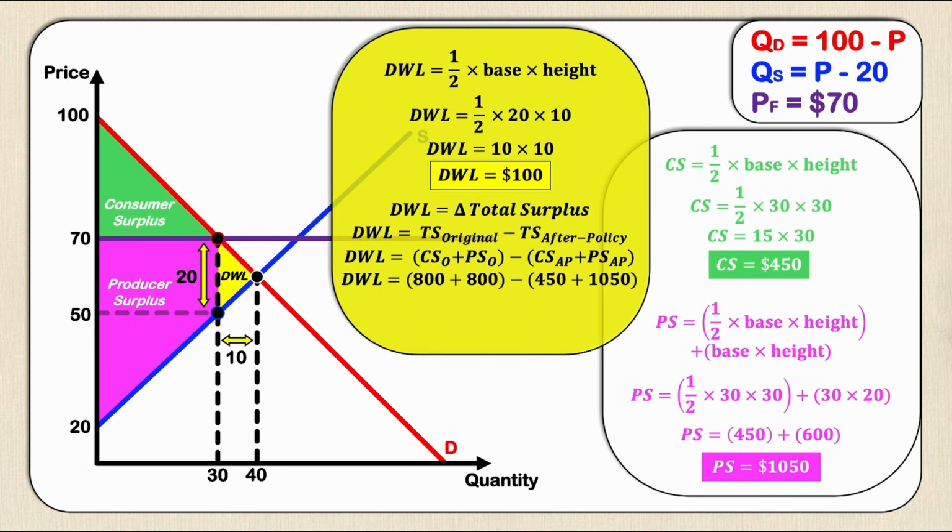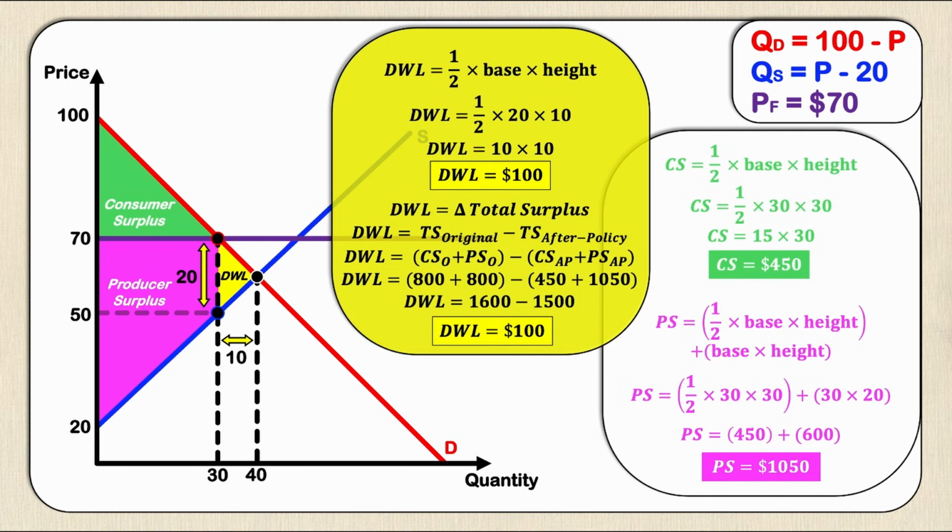Deadweight loss is equal to the original consumer surplus, 800, plus the original producer surplus, 800, minus the new consumer surplus, 450, plus the new producer surplus, which is 1,050. If I simplify this, I get deadweight loss is equal to 1,600 minus 1,500, which of course will still equal 100. So you're able to do this either way, whichever way you're more comfortable with, but it will give you the same answer no matter what.